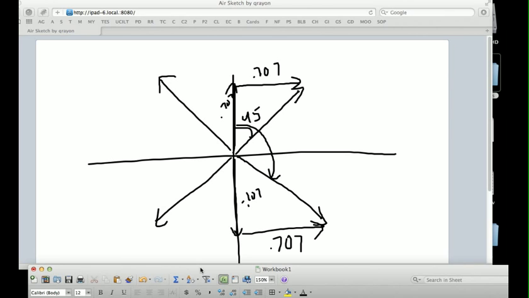Okay, so what about this vector here? That'd be 225 degrees all the way around. So this is 45. If I take the sine of 225, I will get a negative 0.707 I hat. If I take the cosine of 225, I'll get, of course, a negative 0.707 J hat.